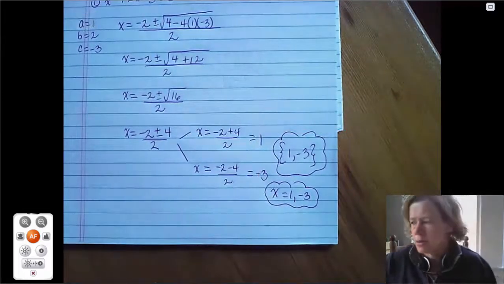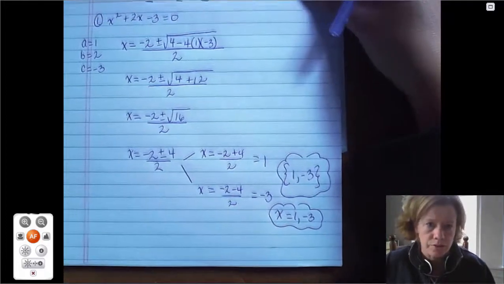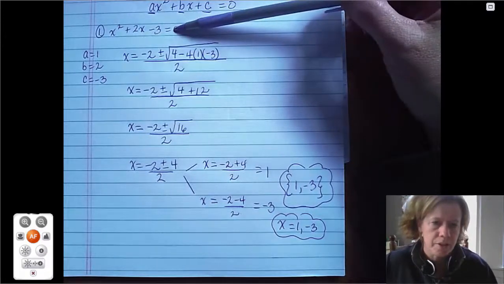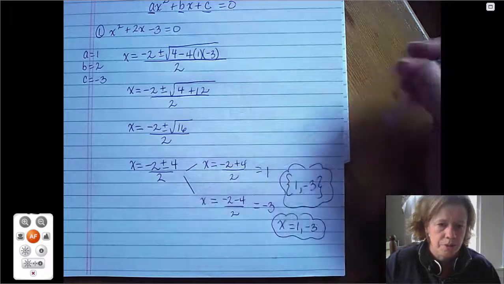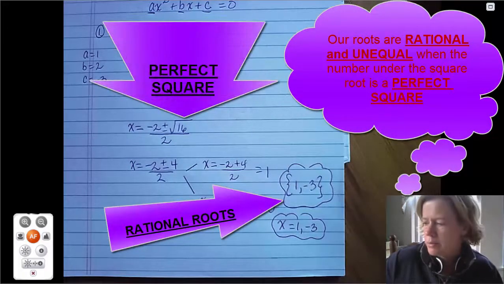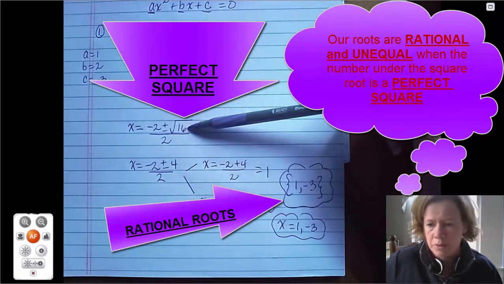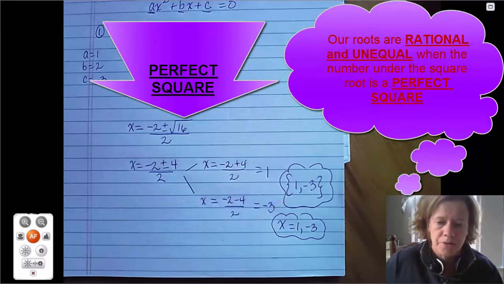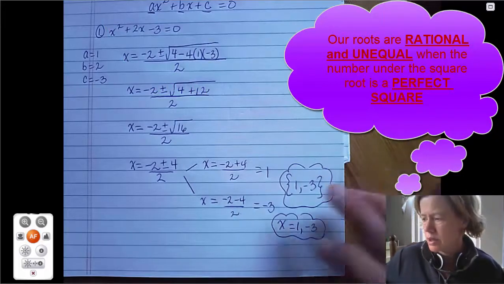So notice what happened here. I got really pretty answers, rational answers, integer answers as a matter of fact. So this means this really was a factorable problem. Again, I just wanted to show you the process of the quadratic formula with nice numbers before we moved into anything yuckier. Notice that the number under your square root was a perfect square, and that is why we ended up with nice numbers. I can simplify a perfect square, so my roots become rational. Okay, let's do a couple more examples.